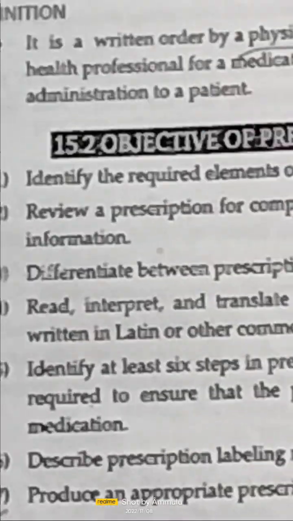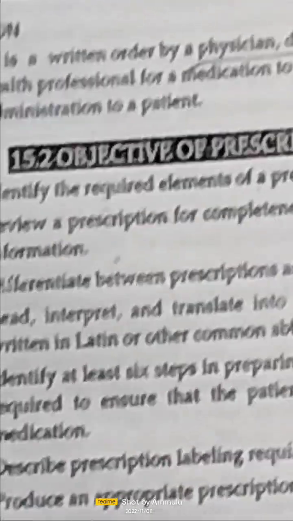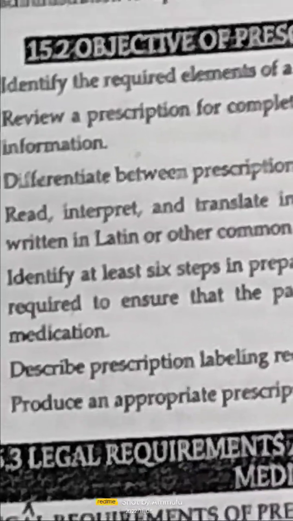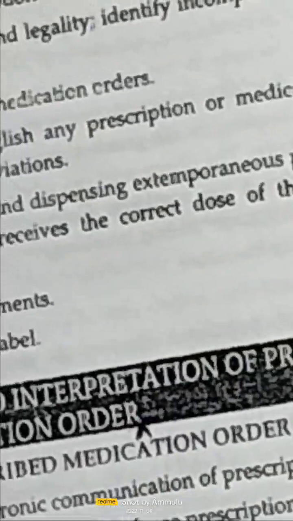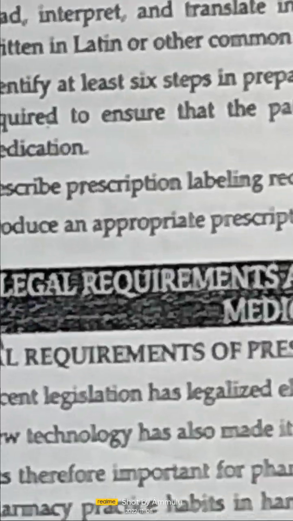What are the objectives of the prescribed medication order? Here, to identify the elements of prescription and reviewing the prescription, to find the difference between prescriptions and medication order, to identify the 6 steps in preparing and dispensing an extemporaneous prescription, and to describe the prescription labeling requirements.